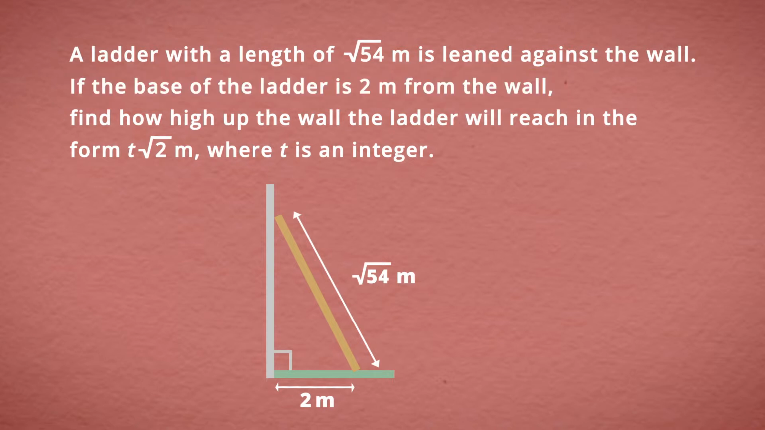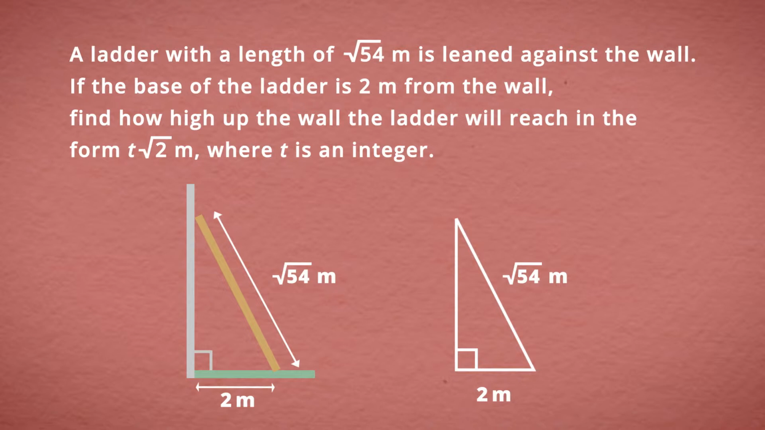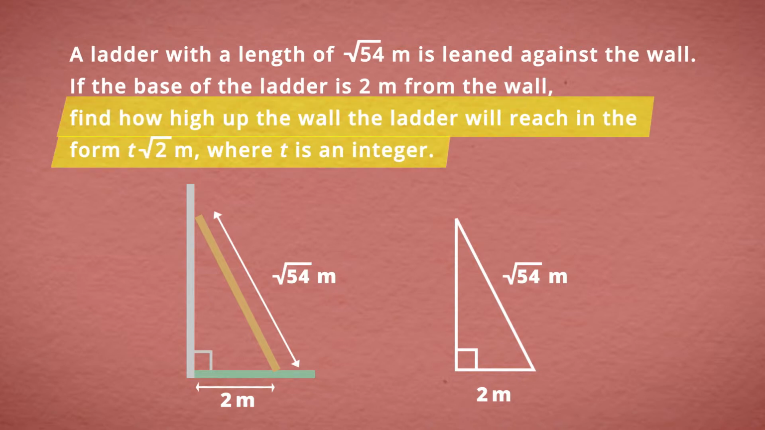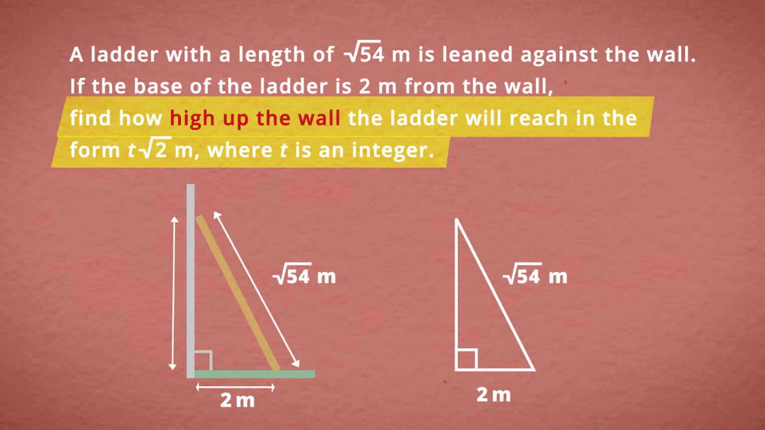Notice that from the given information, we can form a right-angled triangle. Then it says, find how high up the wall the ladder will reach in the form t times square root of 2 meters, where t is an integer. This means that we are required to find the vertical height of the ladder above the ground, which is in the form t times square root of 2. Great! Sometimes diagrams really help us in visualizing and understanding the problem better.